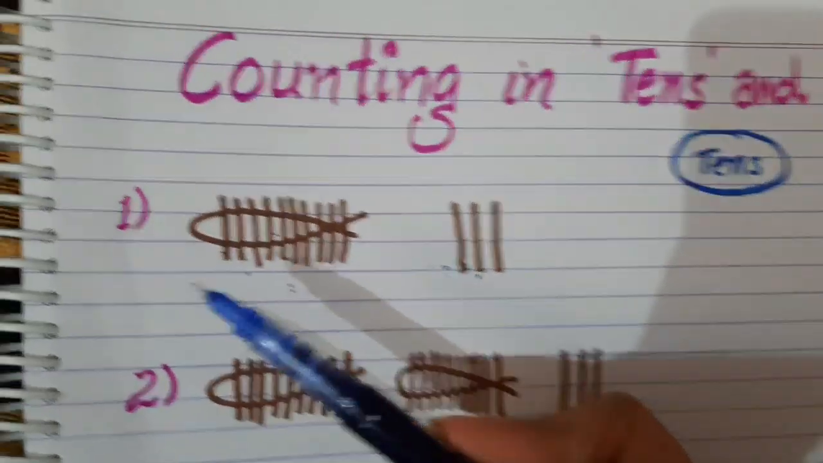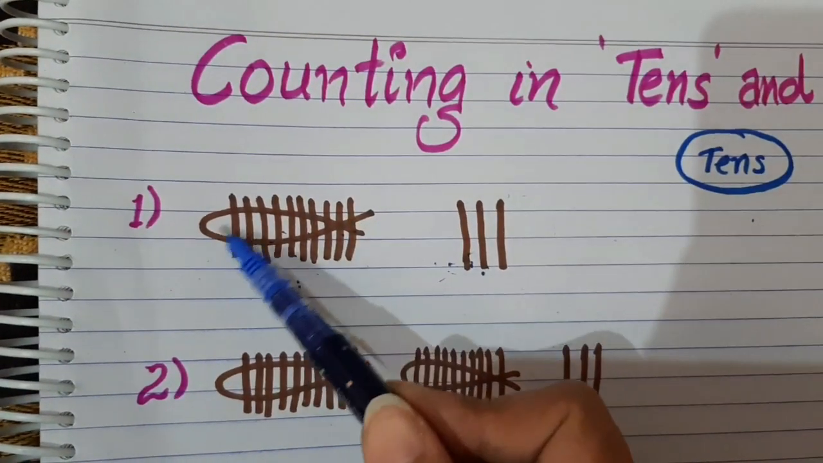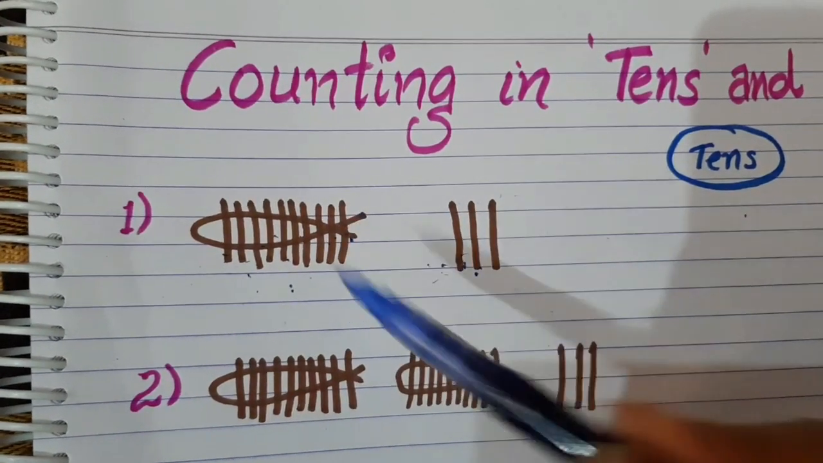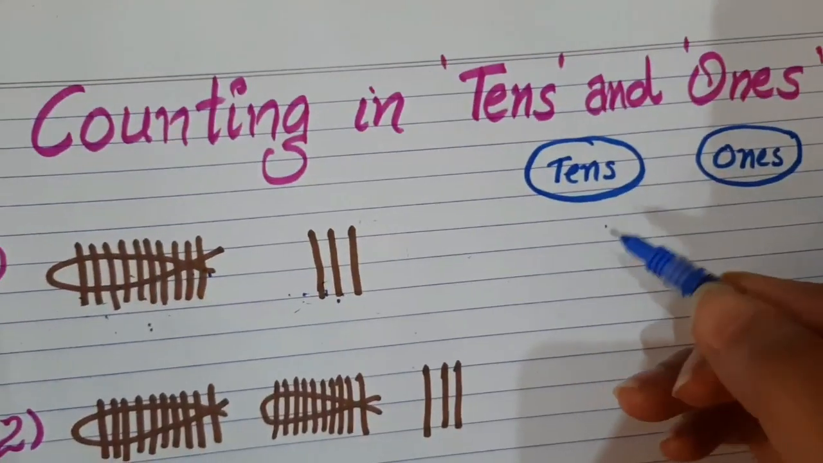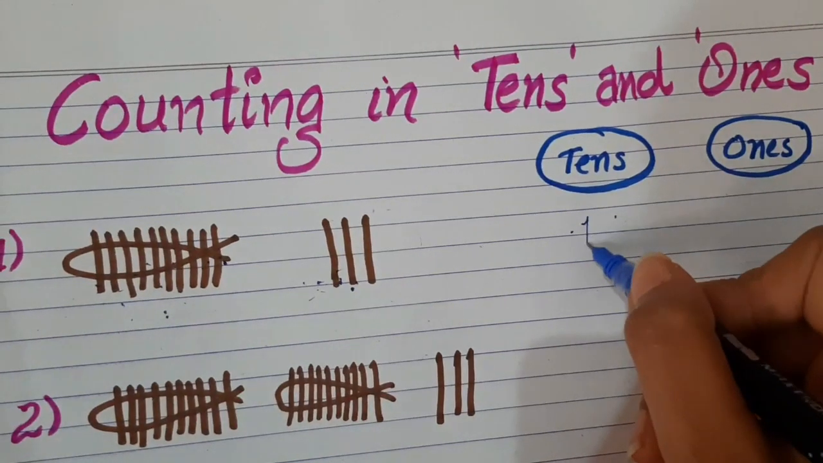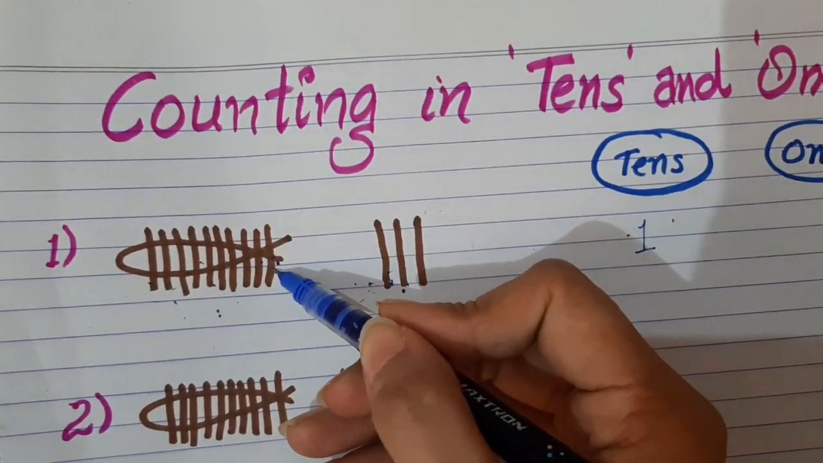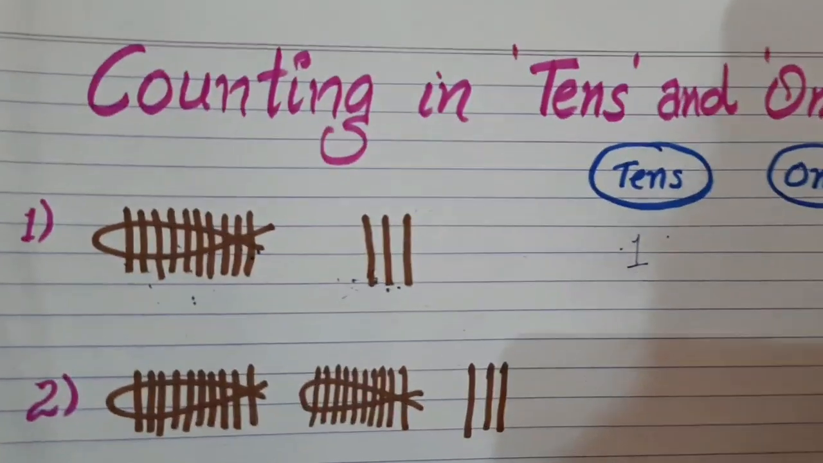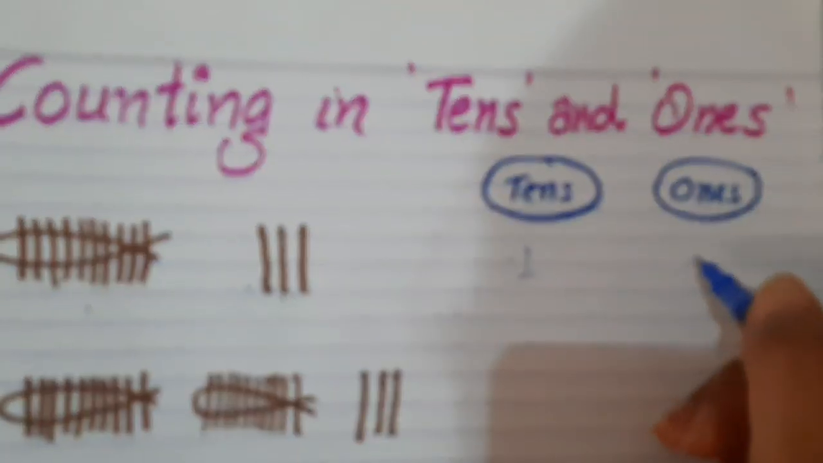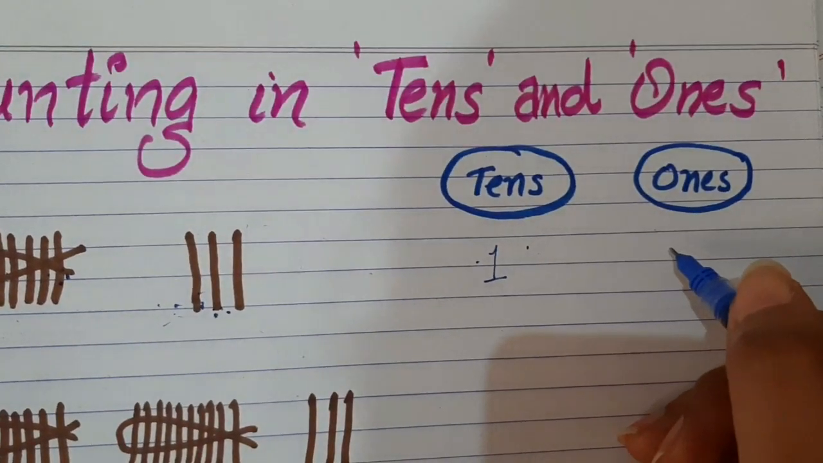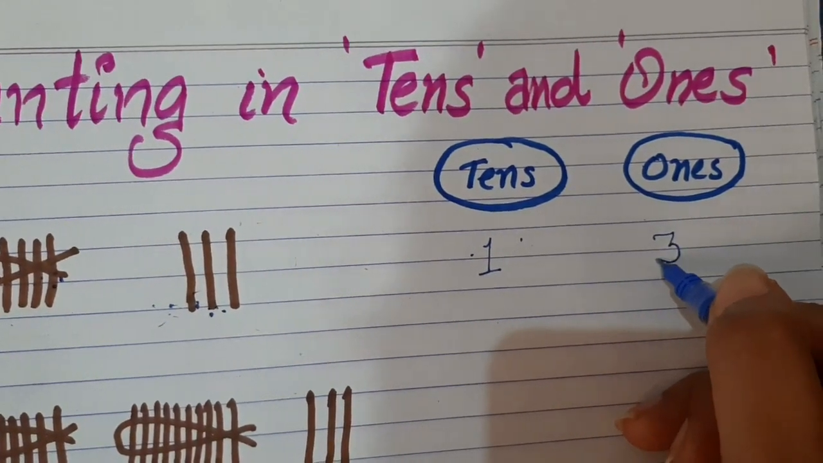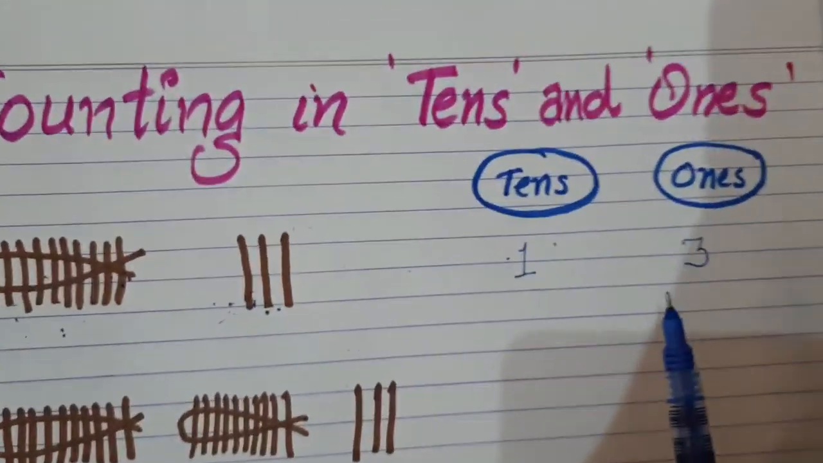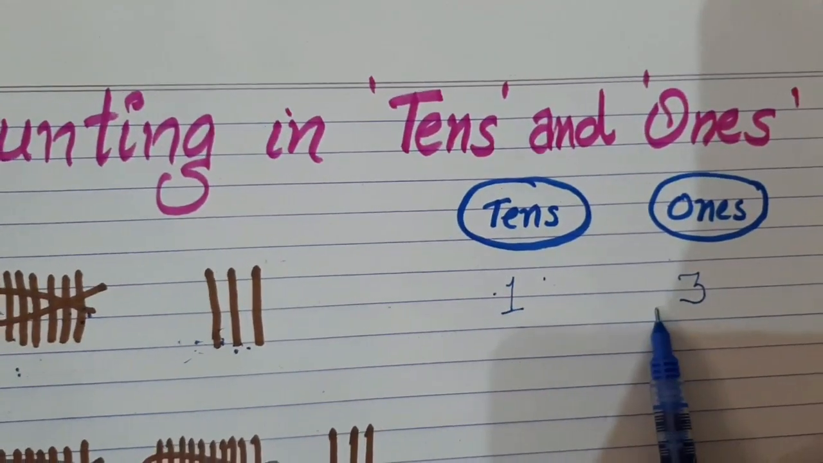Okay, let us count. There is one bundle. One bundle is known as 10 sticks. So 10 sticks, यहाँ पे कितने tens होंगे फिर? 1, because there is one bundle of 10 sticks. Now the loose sticks are 1, 2, 3. 3 loose sticks हैं, then 3 will come in the column of ones. Okay, in this way we have got the number 13.